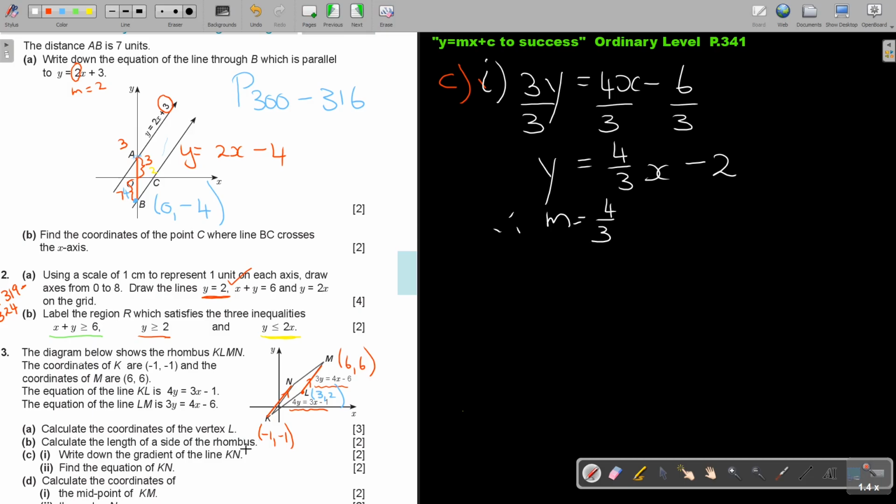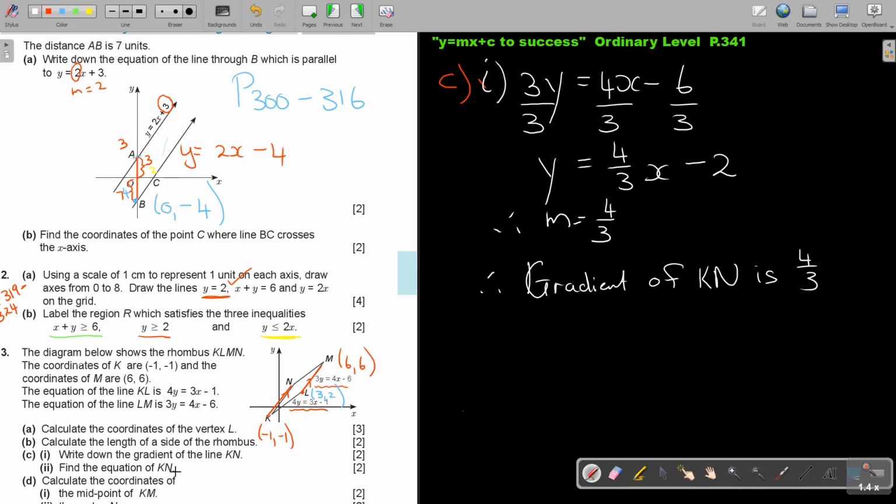So what was the question? Write down the gradient. So therefore, you can say, was it KN? And sometimes they do it like this. I think I'm going to just write it out. The gradient of KN is 4 over 3 because opposite sides are parallel, and for parallel lines, the gradients will be equal. Okay, now the next one.